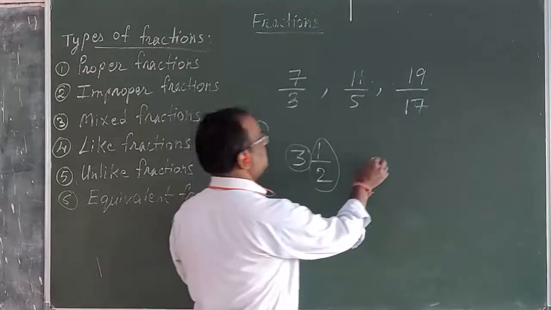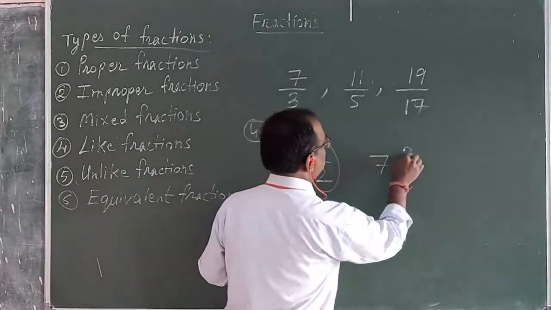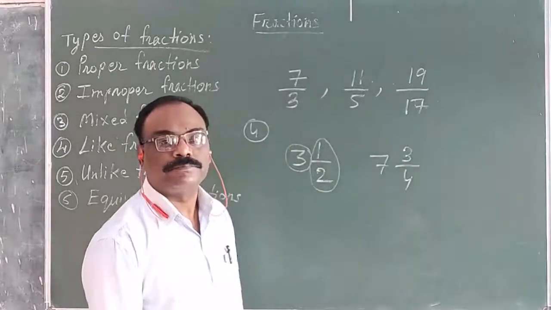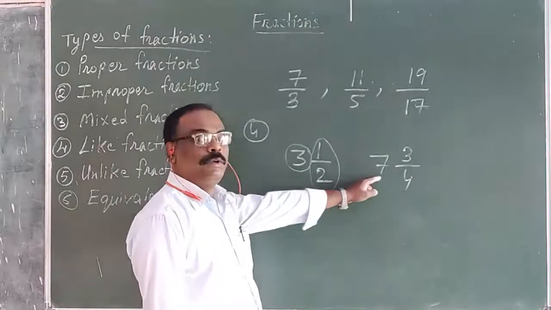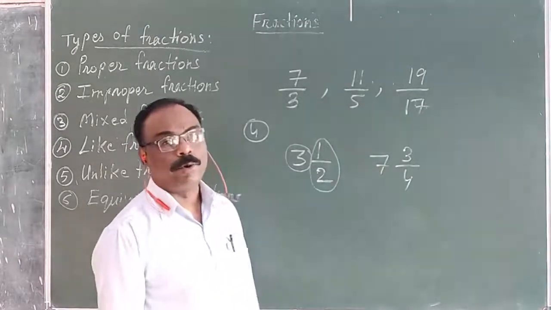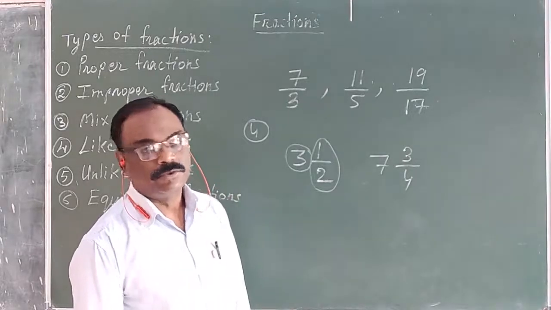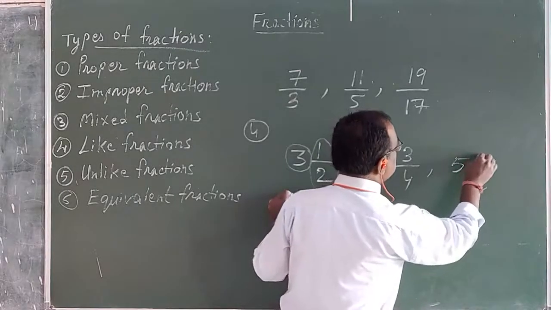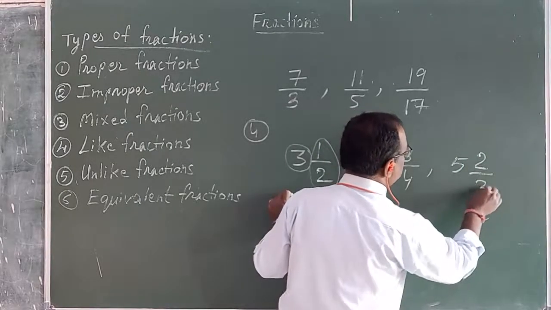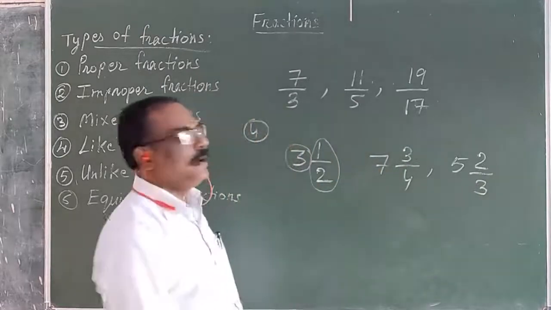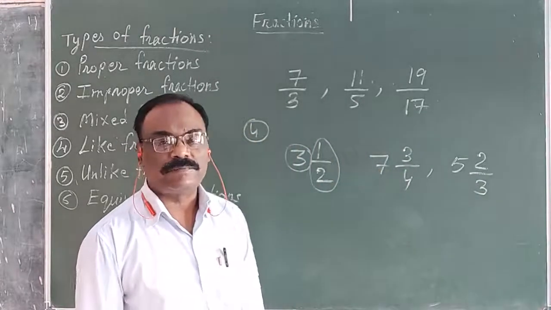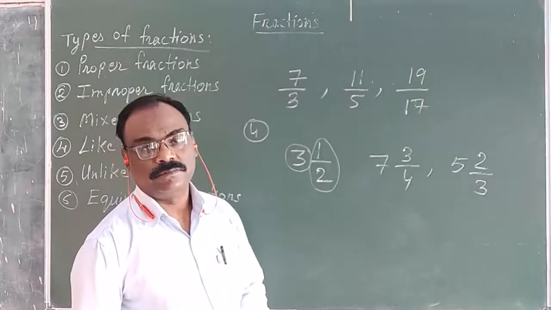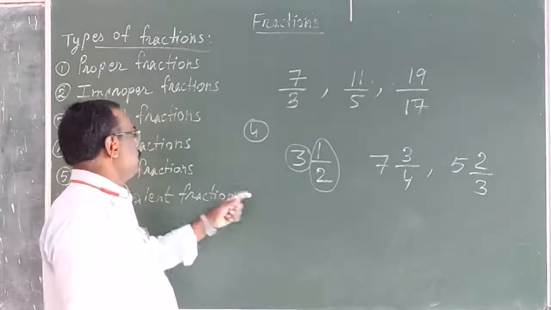Or when I write here 7, 3/4, so this is also a mixed fraction. That is 7 is a whole number and 3/4 is a proper fraction. So whenever you see three numbers, then you can easily guess that it is a mixed fraction. 5 2/3 is a mixed fraction. 5 is a whole number, 2/3 is a proper fraction. Okay, so we have learned about mixed fraction.